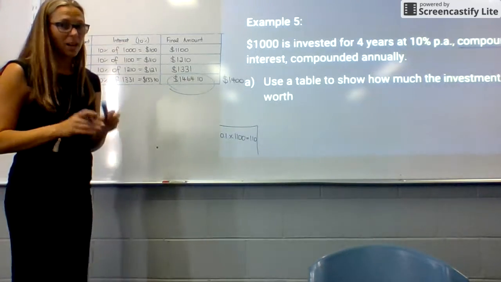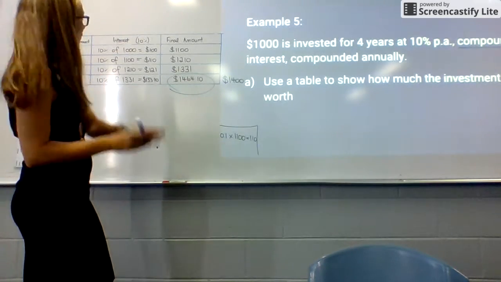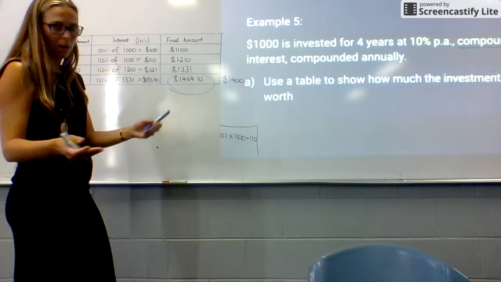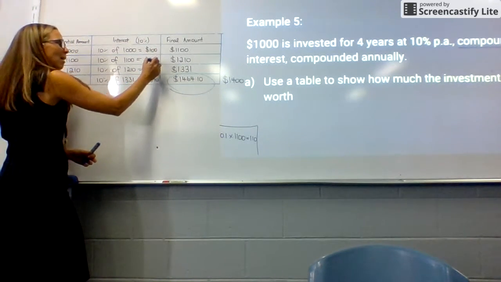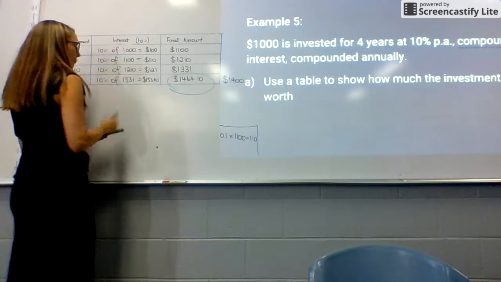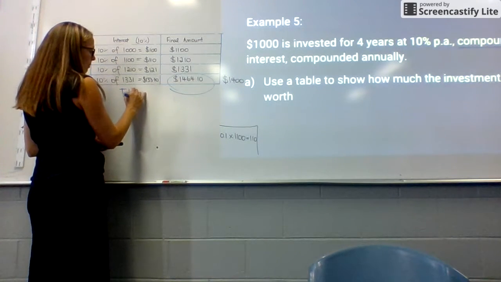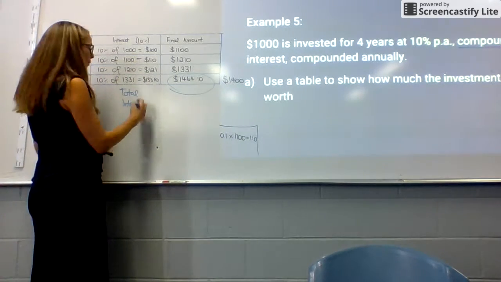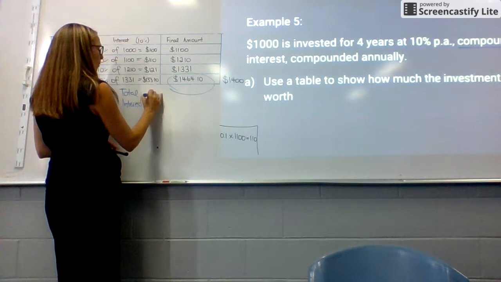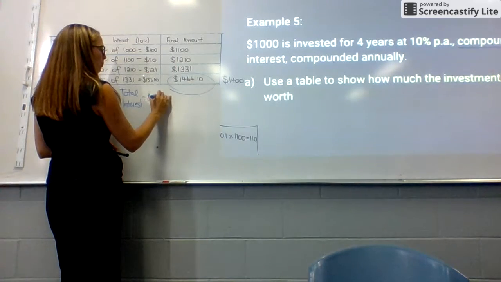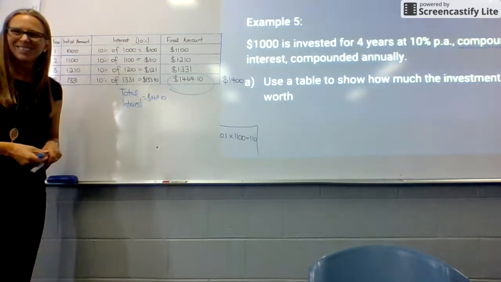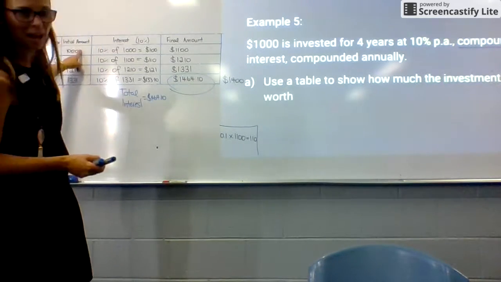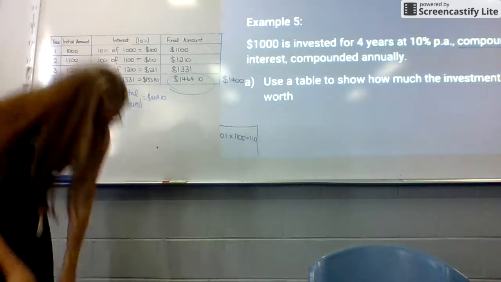If you needed to find out, the question doesn't ask this, but if you needed to find out how much interest was earned, you could do it 2 ways. You could just add up the total interest here, just like we did before, total interest. And if you added all of those things together, you'd find out that it's $464.10. Or you can do a shortcut. Use this answer and take away what you started with, and it'll give you the same thing.